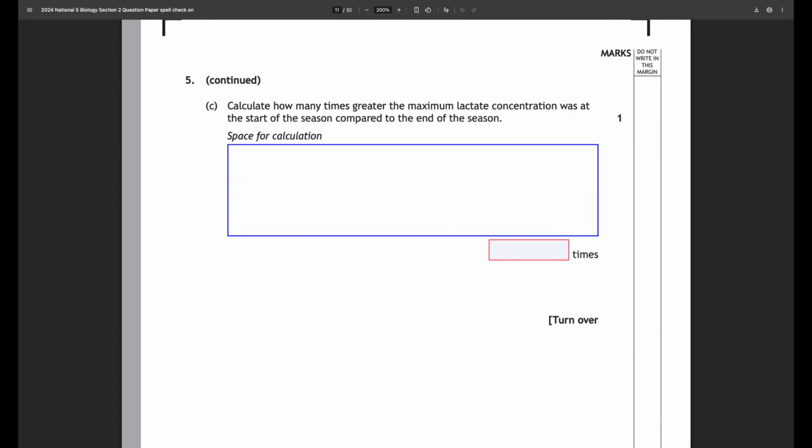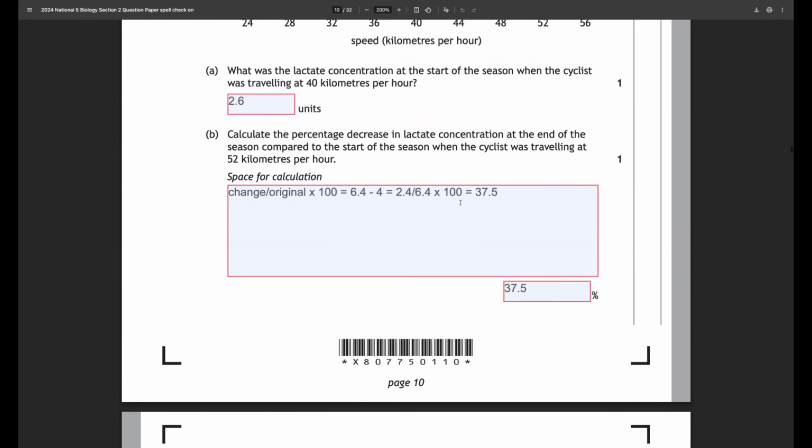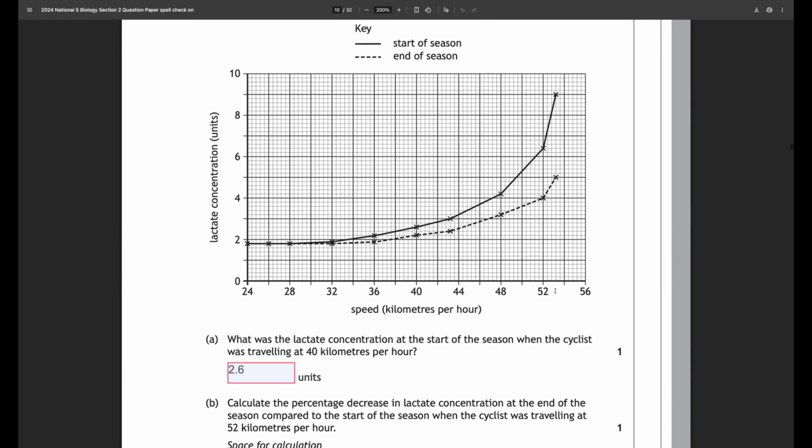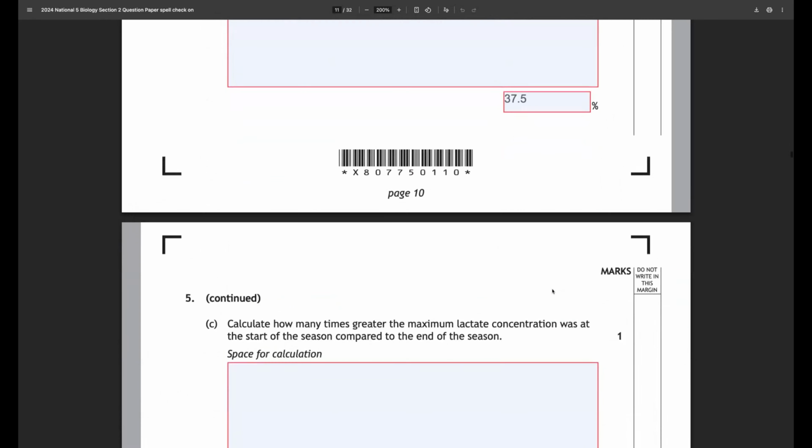Okay, 5 part C. Calculate how many times greater the maximum lactate concentration was at the start of the season compared to the end of the season. So let's look at our maximums for the start and the end. We can see they're going to be here. So the maximum for the start was 9. Go along here, 9. And for the end of the season, it was 5. If we go along here, that takes us to 5. So it goes from 9 to 5.